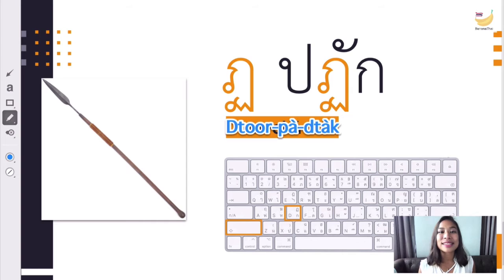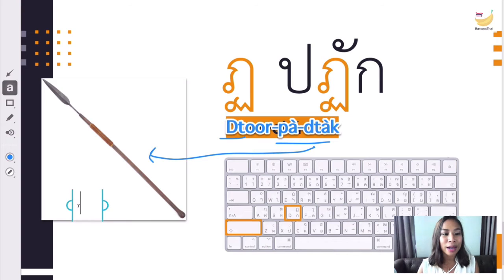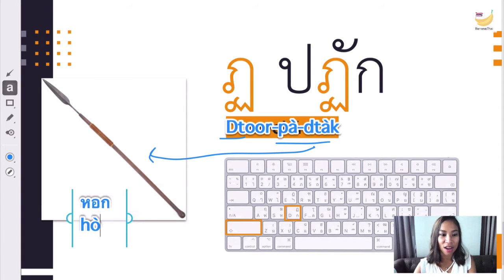The next one is ตอ ปะตัก. It's actually the sound like ตอเต่า, this one strong D. And ปะตัก actually means spear, and you don't really hear the word ปะตัก anymore. In the past you used the spear to hunt, like to catch a fish, but we don't use this word anymore. Now we better use this word, หอก, as spear.